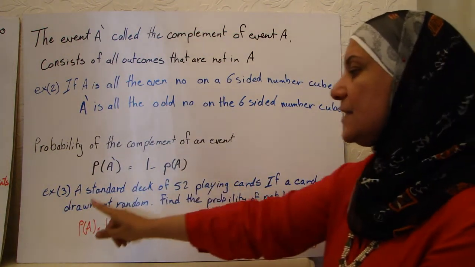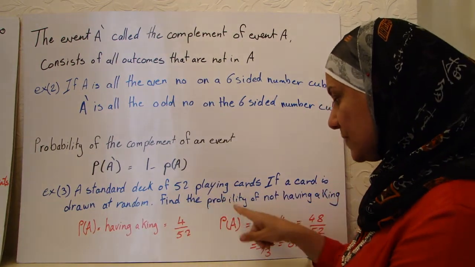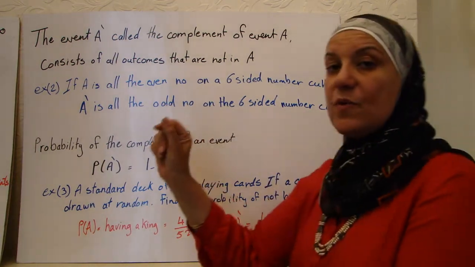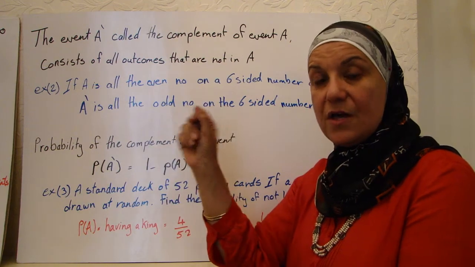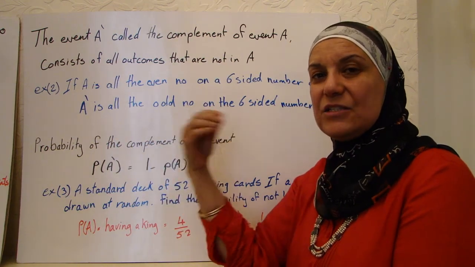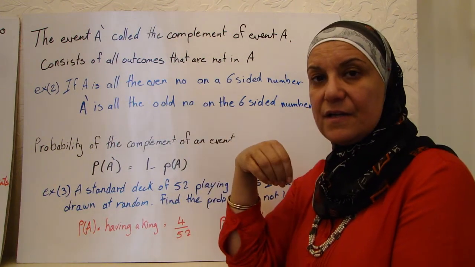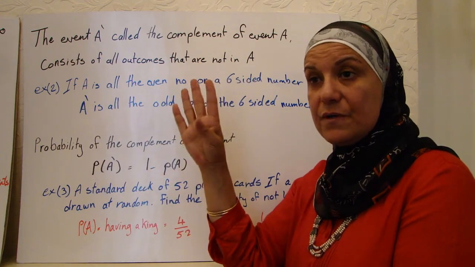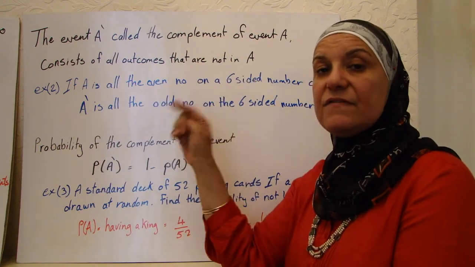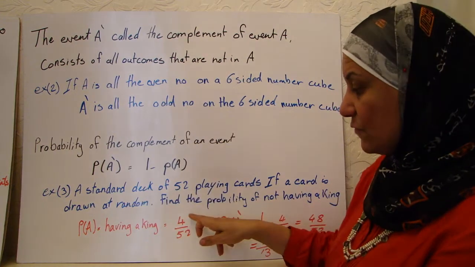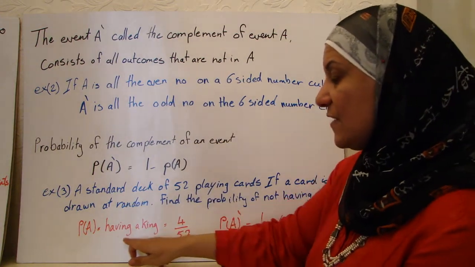For example, a standard deck of 52 playing cards. If a card is drawn at random, find the probability of not having a king. So I want the probability of not having the king. What is the probability of having the king? Let's start with the probability of having a king. Probability of having a king is 4. We only have 4 kings in the 52 cards. So it is 4 over 52. That is the probability of having a king.